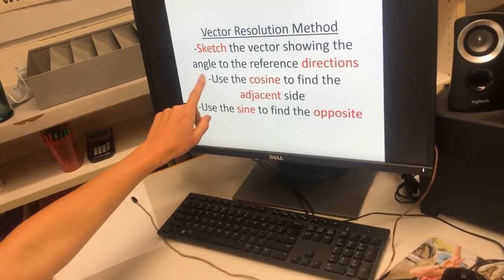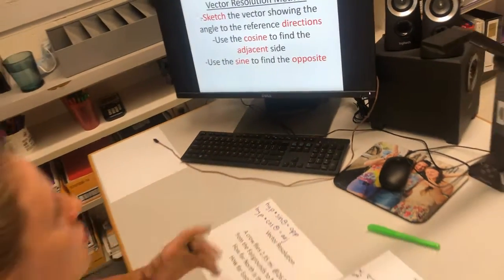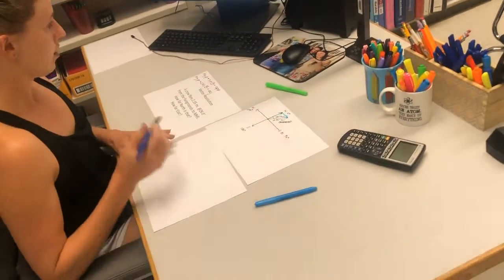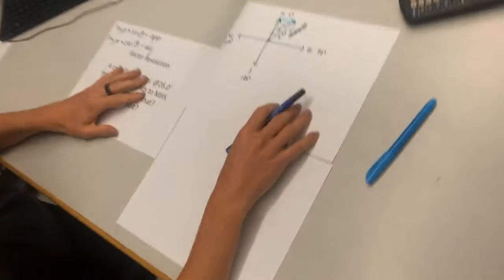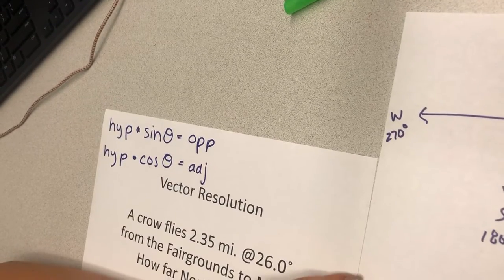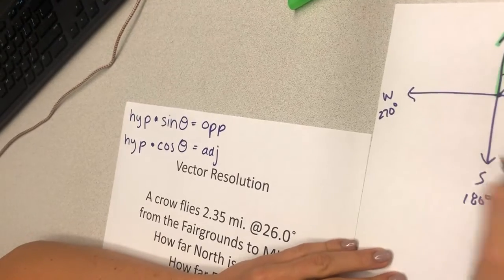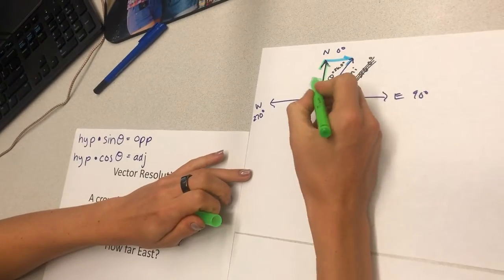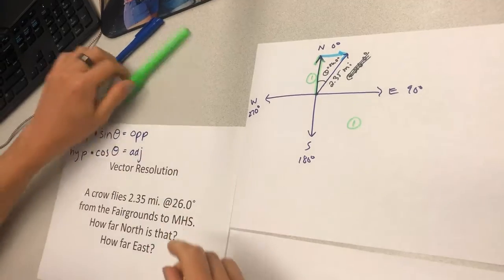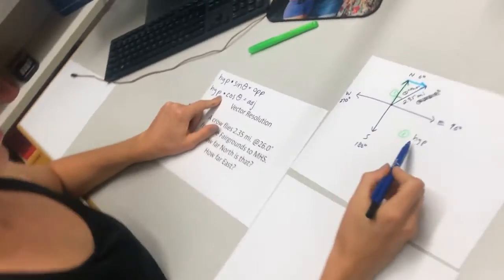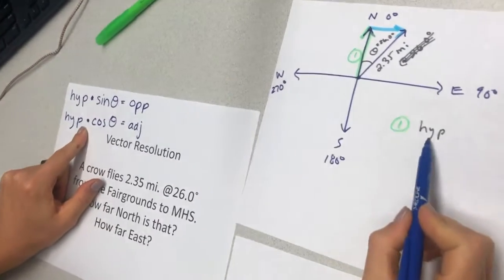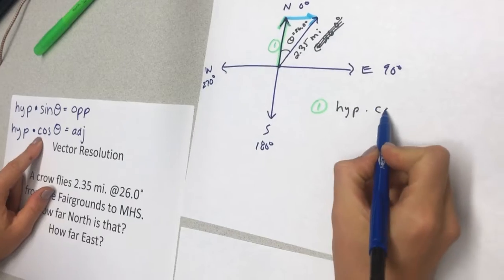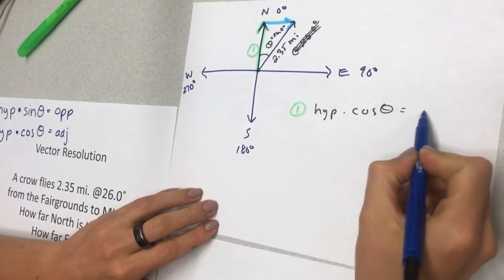Okay, so sketch the vector showing the angle to the reference directions. Okay, we've got our compass rose, we've got everything there. So next, use the cosine to find the adjacent side. All right, so I look back at my notes, I've got these equations right here. The first thing I'm gonna do is find my adjacent side. That's this green side right here. Okay, so we're gonna start with this guy first. I'm gonna write hypotenuse times the cosine of theta equals the adjacent.